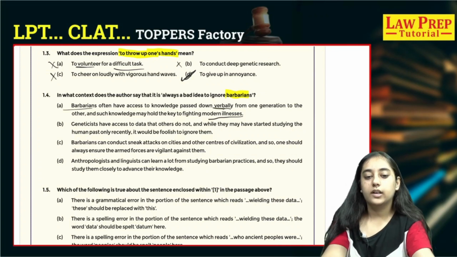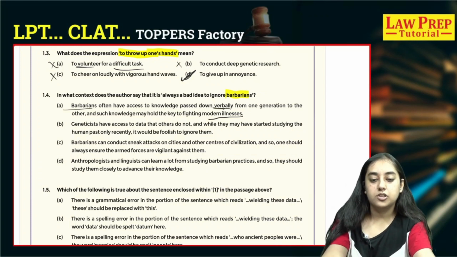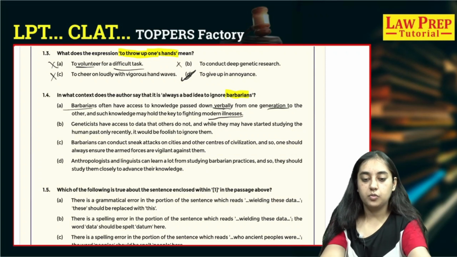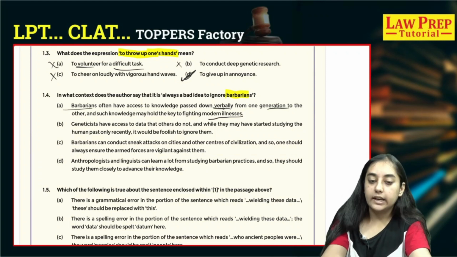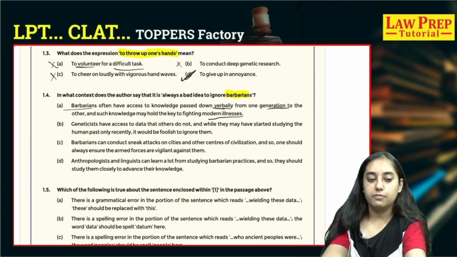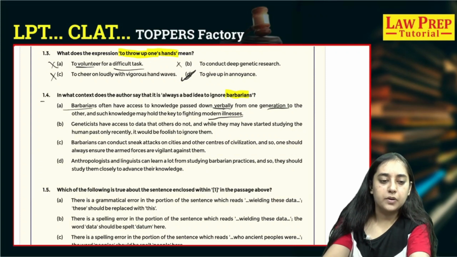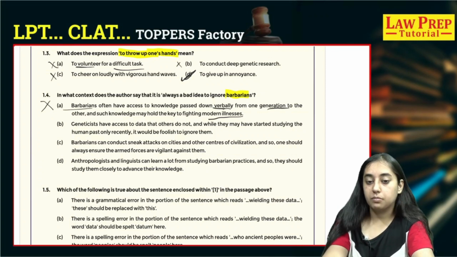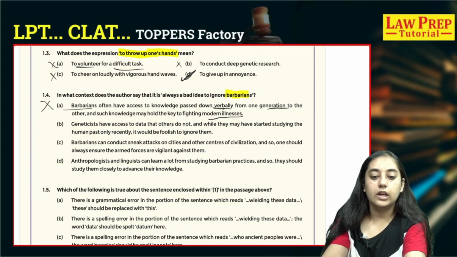We do not know that knowledge is being passed down verbally from one generation to the other. There is no mention of generations or knowledge being passed down verbally. It's only about data that they have access to. And again, no mention of modern illnesses. So it's way beyond the scope of the passage. Option A is incorrect. Geneticists have access to data that others do not, and while they may have started studying human past only recently, it would be foolish to ignore them.